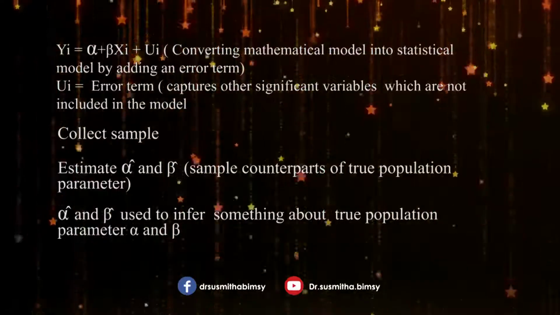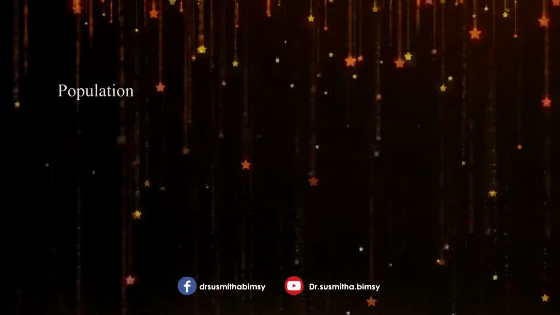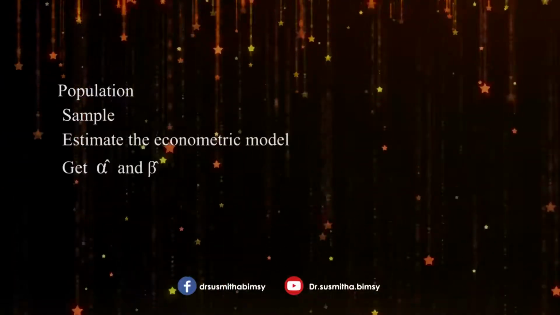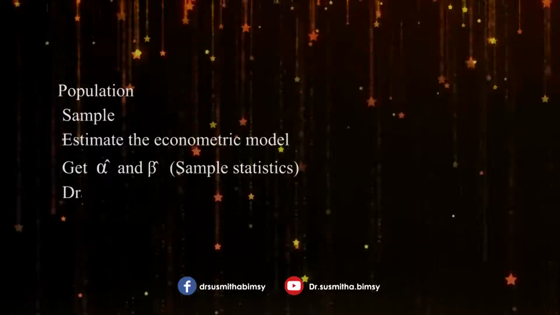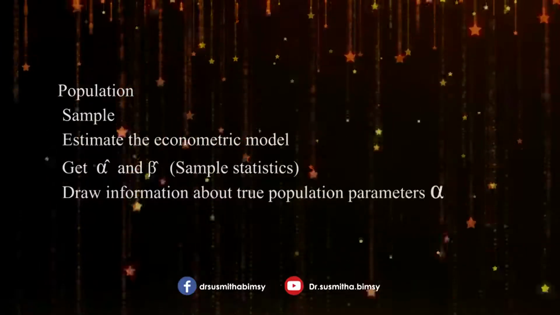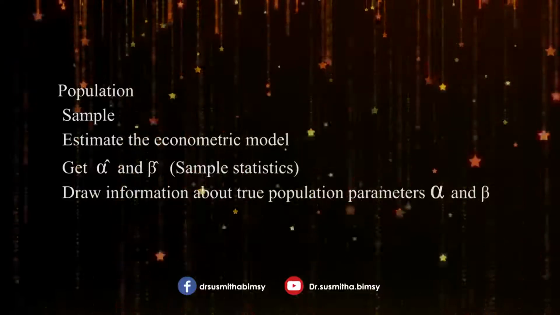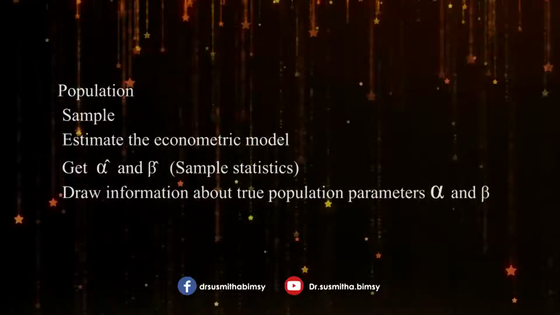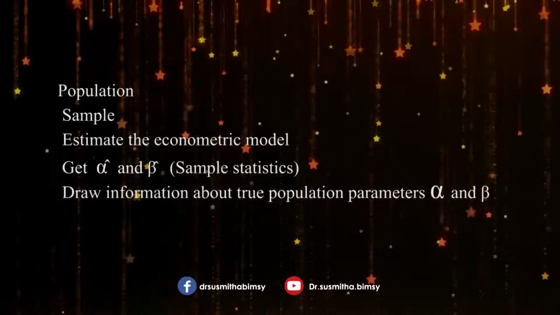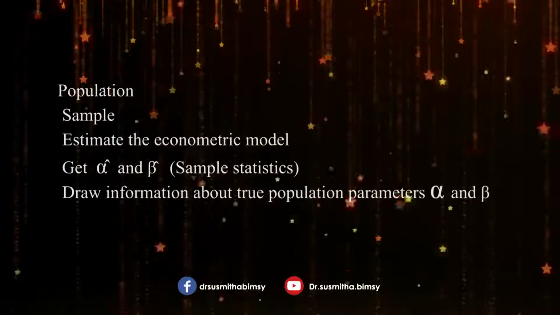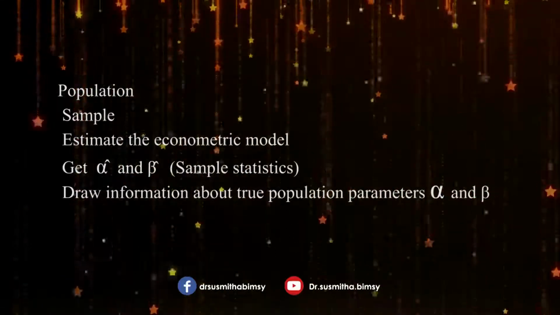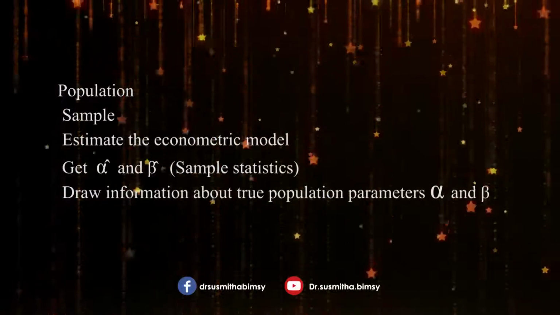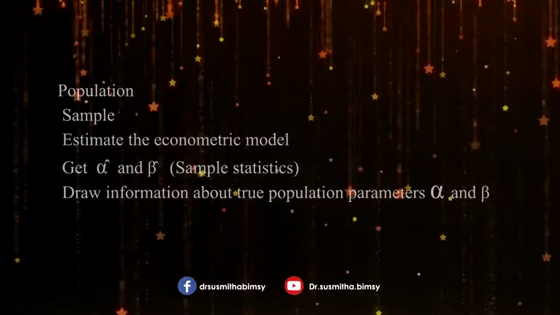So as a conclusion, we can say like this: we have a population, we collect the sample, and estimate the econometric model. Once you estimate, you will get alpha hat and beta hat. They are basically the sample statistics, the counterparts of the true population parameters. So by using alpha hat and beta hat, you can draw information, or infer, about alpha and beta, that is the unknown population parameters. Okay. So one of the objectives of econometrics is to draw information about the population parameter from the sample statistic.